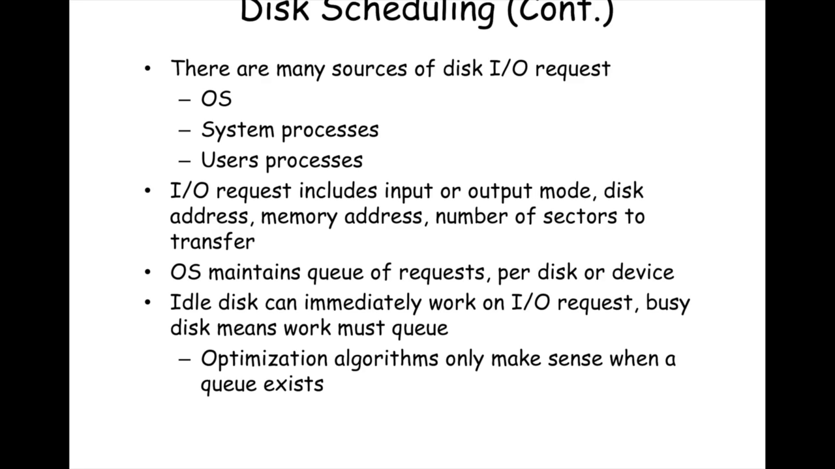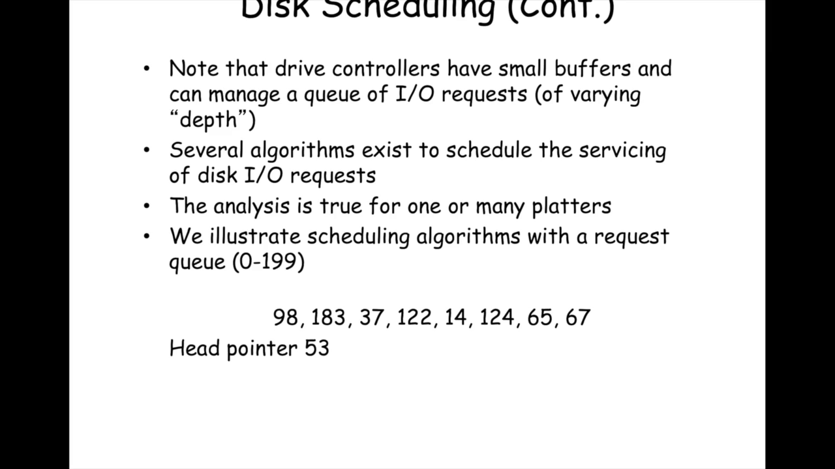And so this is the I/O transaction, and the operating system is going to maintain a queue of requests, one per disk or device. Whenever a disk is idle, it can start working on its I/O requests. If a disk is busy, it cannot work on a request, and therefore it has to queue up all the incoming I/O demands from other parts of the system. And so you have a number of optimization algorithms that only make sense when a queue exists, and those are your disk scheduling algorithms.